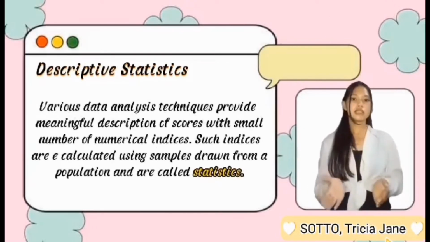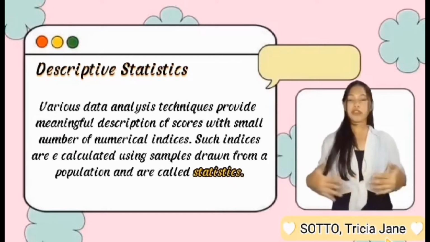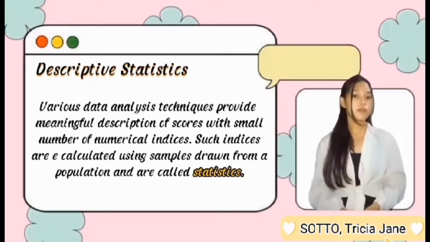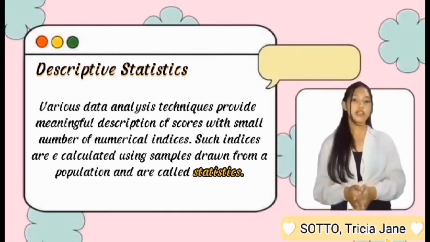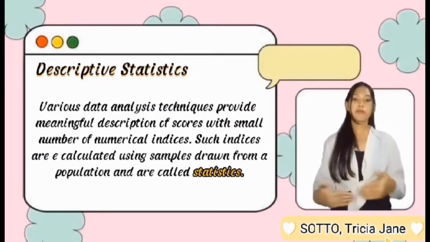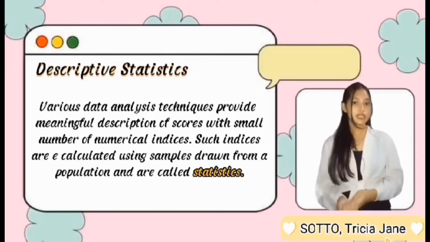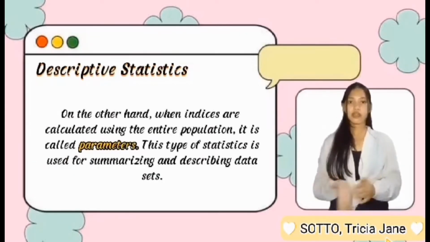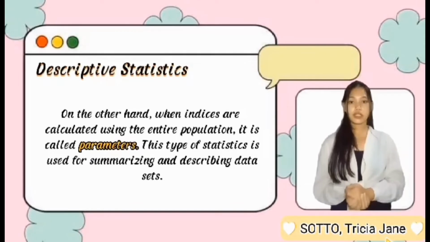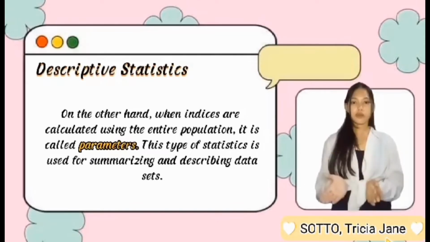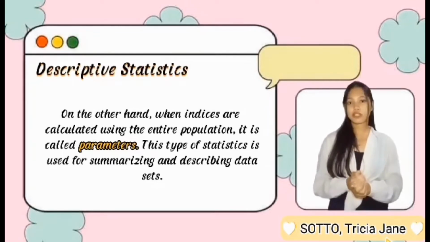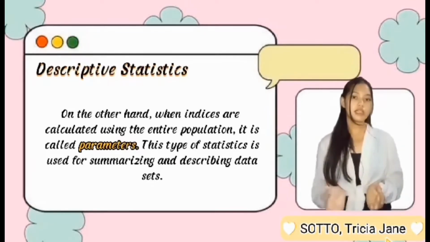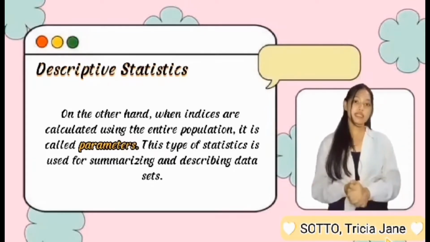The various data analysis techniques provide meaningful description of scores with a small number of numerical indices. Such indices are calculated using a sample drawn from a population and are called statistics. On the other hand, when indices are calculated using the entire population, they are called parameters. This type of statistic is used for summarizing and describing data sets.